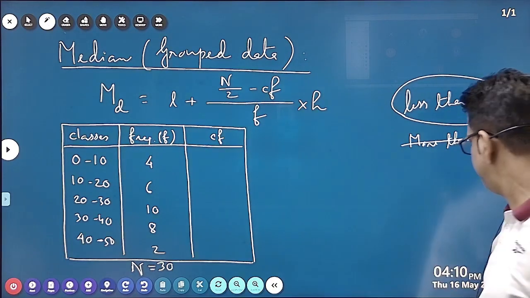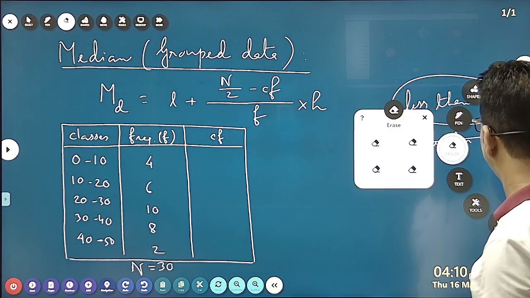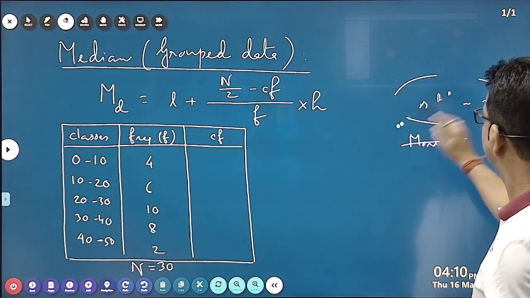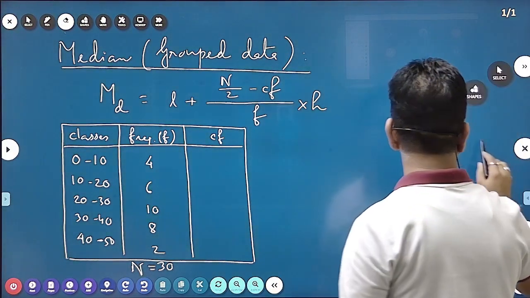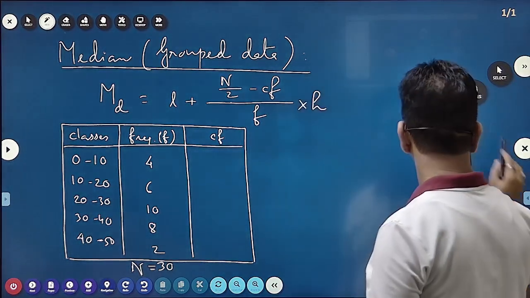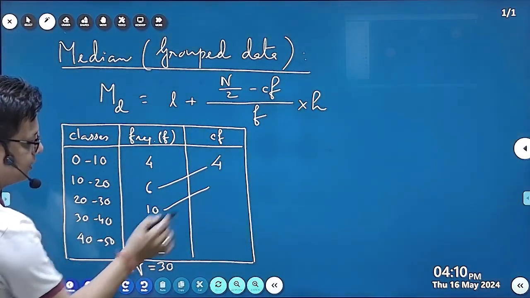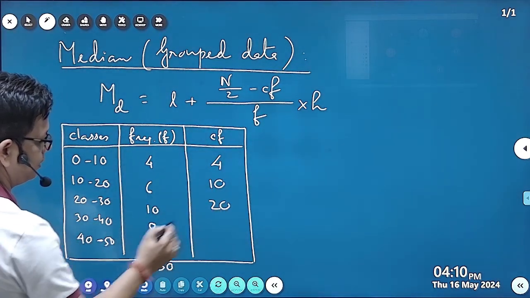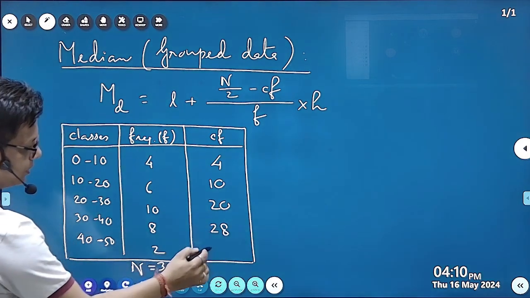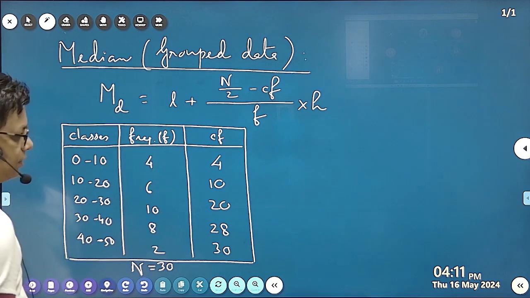Whatever way we found the CF, in exactly a similar way we will find the cumulative frequency. This is very easy to do, because the first number we write as it is. Do you remember that? And we add diagonally. So this 4 we write as it is. Then we add this diagonally: 4, then 6 plus 4 is 10, 10 plus 10 is 20, then 28, and 28 plus 2 is 30. It was discussed at length that the last number of CF is the total of the frequencies, right? So your cumulative frequency is ready.